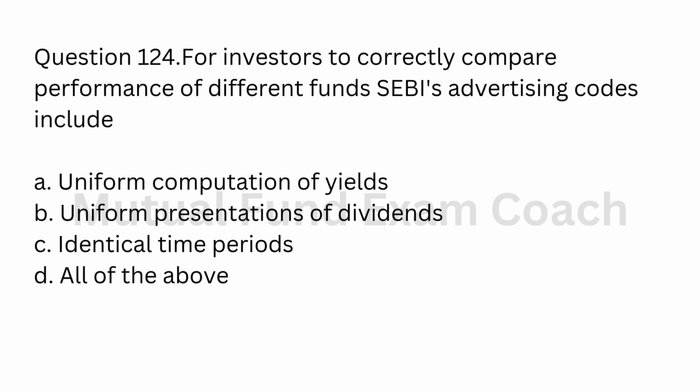Question 124. For investors to correctly compare performance of different funds, SEBI's advertising codes include A. Uniform computation of yields. B. Uniform presentations of dividends. C. Identical time periods. D. All of the above. Answer D. All of the above.